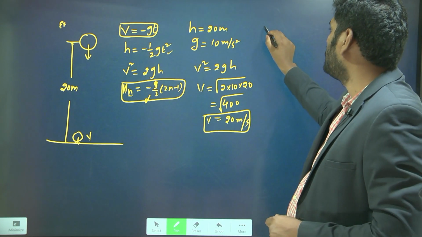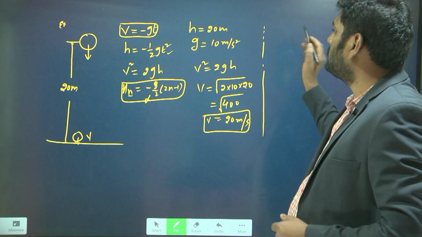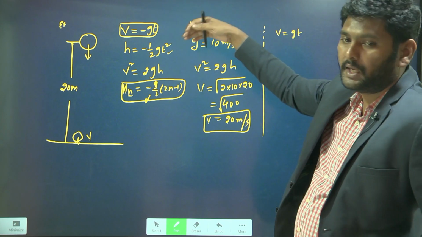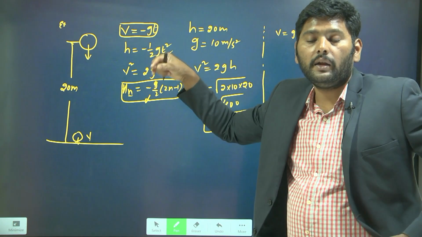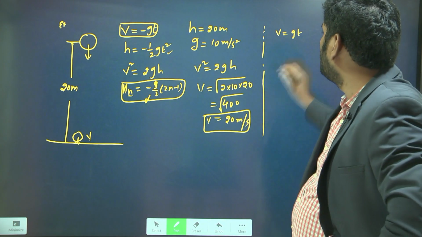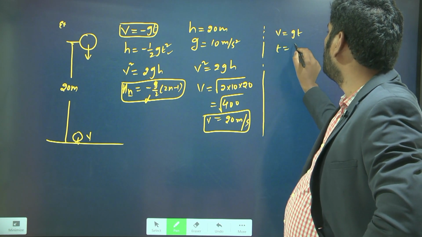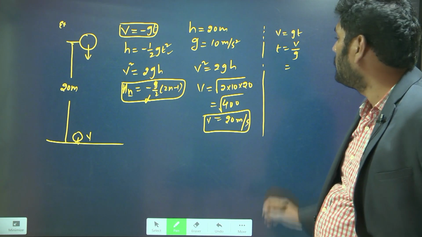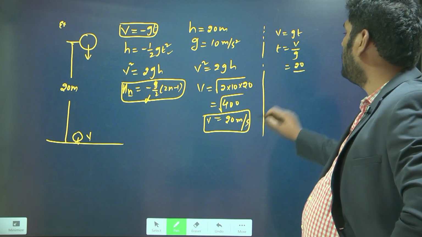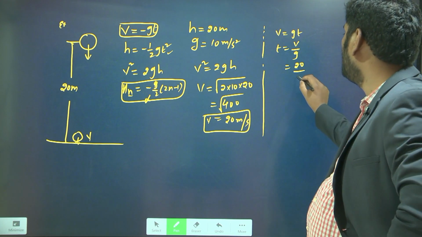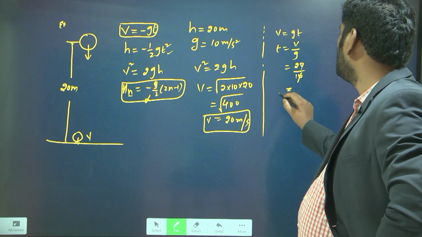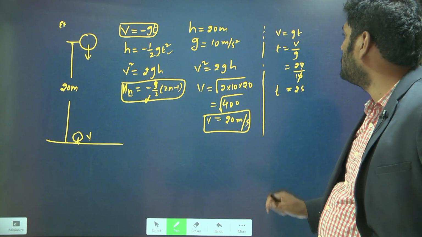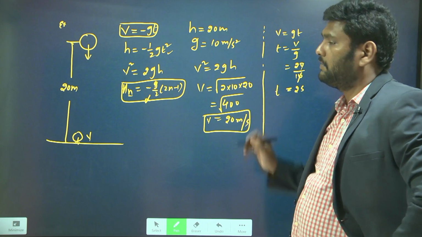Let me use the first equation. If I use the first equation, v is equal to gt. This minus is indicating that the velocity is acting in negative direction. So here t is equal to v by g. What is the v value? 20 by what is the g value? 10. So time is equal to how many seconds? 2 seconds. This is the answer we have through the first equation of motion.